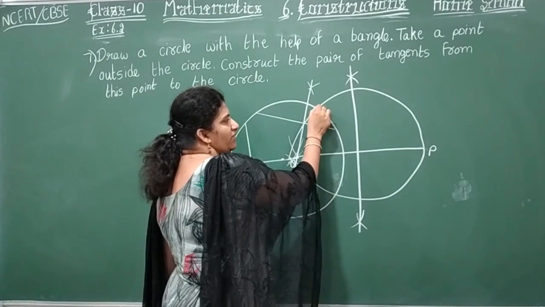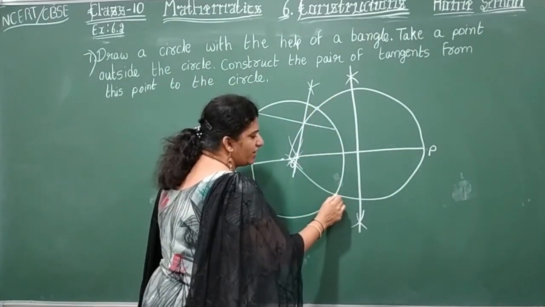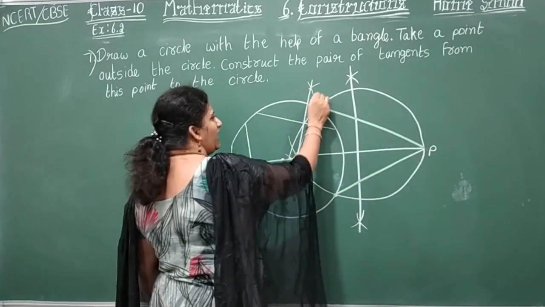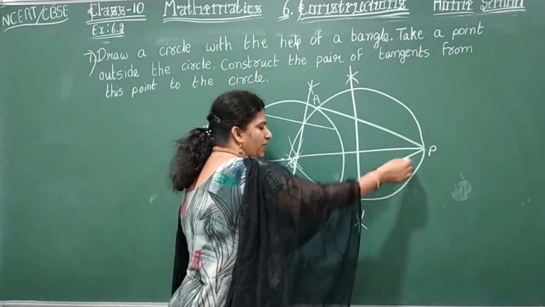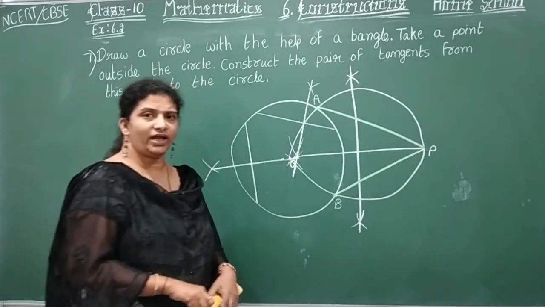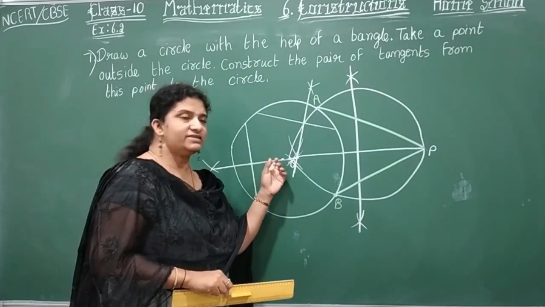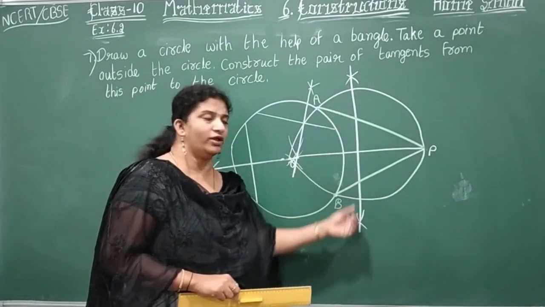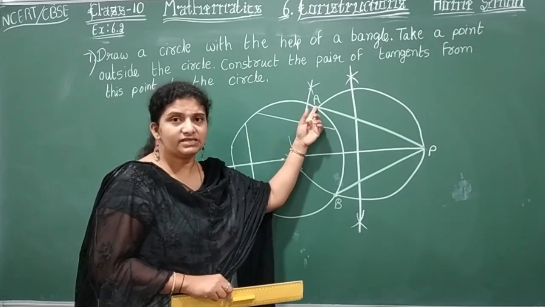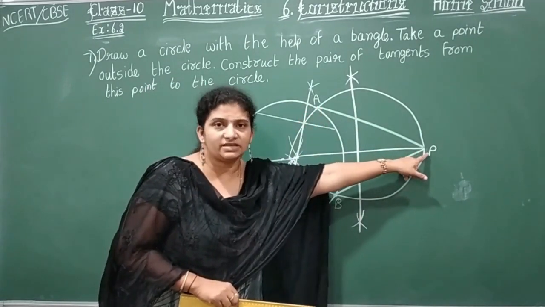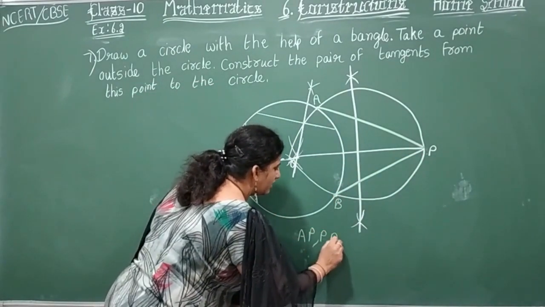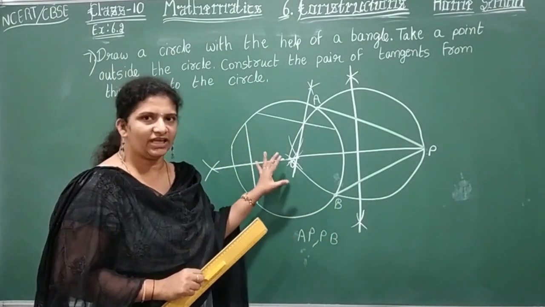Okay, children, where the new circle touches the old circle, identify that point. From there to P, join with the scale. Mark A and B, children. Therefore, for the given bangle, what did you find? You found the center. Then with that center and the external point P, you drew the perpendicular bisector, then the circle, and where it touches the circle, from that point to the external point, you joined. Therefore, AP and PB are the required tangents for the given problem.